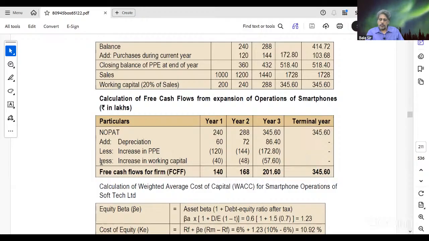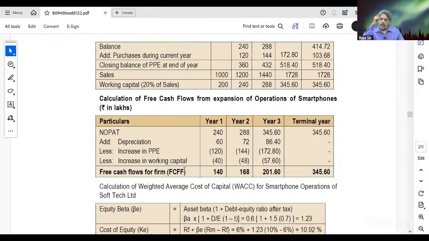Next. Less increase in working capital. How much? 200 has gone to 240, 40 lakh increase, right? Yes, sir. And then 240 has gone to 288. How much? 48 lakh outflow. Next year, what is the outflow? 57.6. And then thereafter? 0, no increase. Next. Free cash flows for firm.